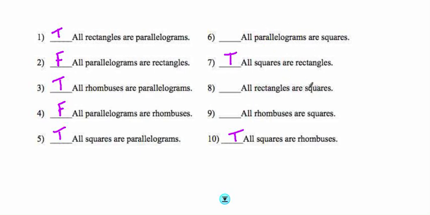Parallelograms are squares, rectangles are squares, rhombuses are squares. All 3 of these statements are false because they're not entirely true. They may be true, but we cannot be sure that they are true.